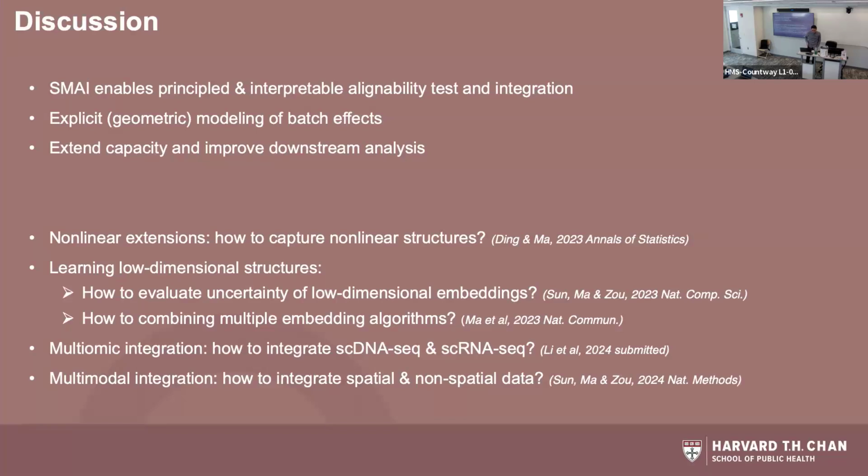Yeah, just a quick discussion of what we have talked about. Our procedure, based on this explicit geometric modeling of the batch effect, helps us to extend.